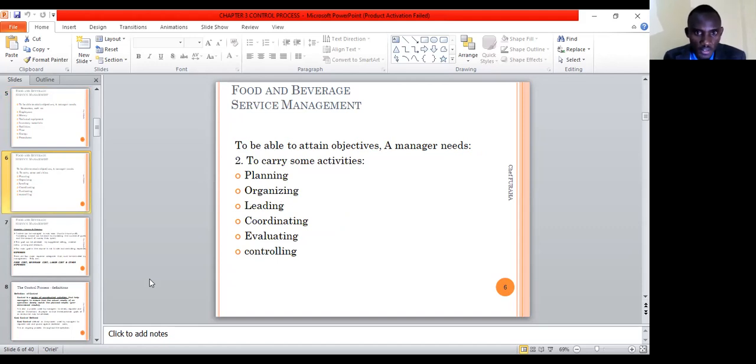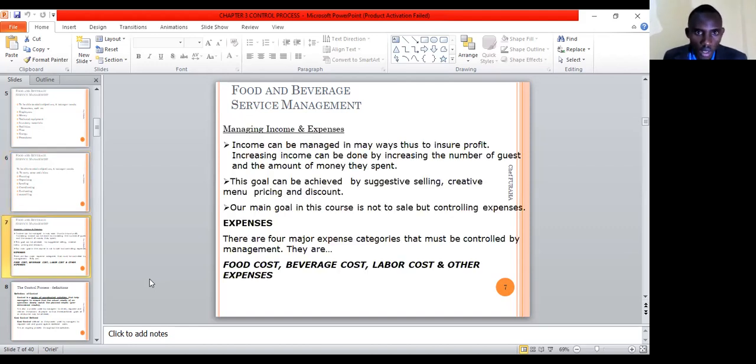What are some of the objectives that he must attain? He must carry out the following activities to be a manager: planning, organizing, leading, coordinating, evaluating, controlling. He must do this to be counted as a manager, and he must do these activities effectively and efficiently. So one of the criteria of a good manager, as we saw, is that he must be able to manage income and expenses.